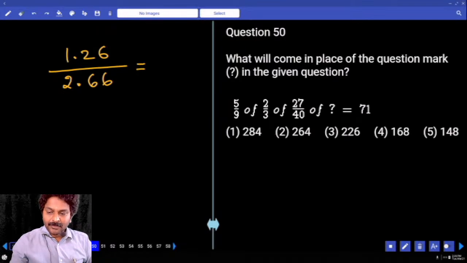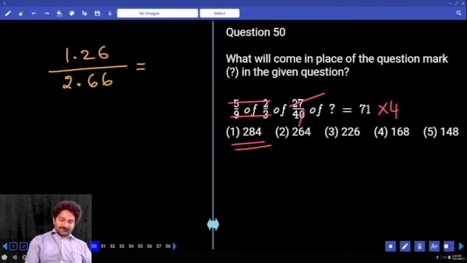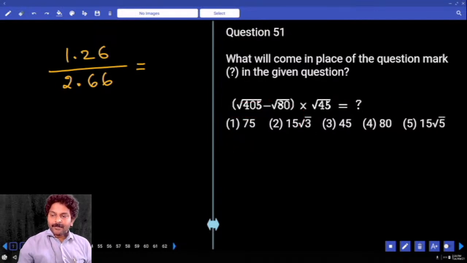Come on. 5 into 2. 0 gets cancelled. 9 into 3, 27 cancel. 4 goes to the other side. Into 4. Answer 284. Right.